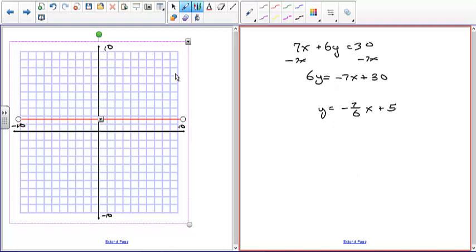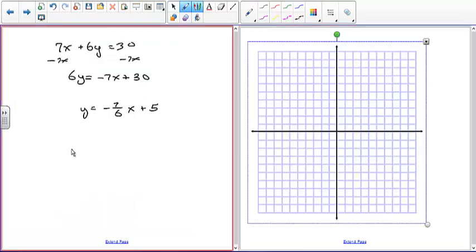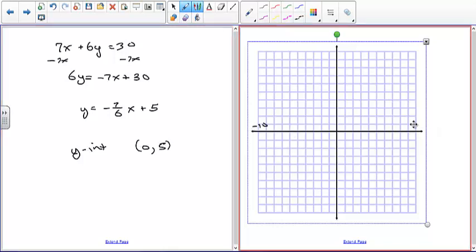So again, we're in slope-intercept form. So the y-intercept is going to be the point 0, 5, which is, again, easy to plot on this Cartesian system. That's going to be 1, 2, 3, 4, 5. So that's the y-intercept. And then you've got this negative slope of 7 over 6. So you're going to move 6 in the horizontal and 7 in the vertical. And one's going to be positive and the other one's going to be negative.